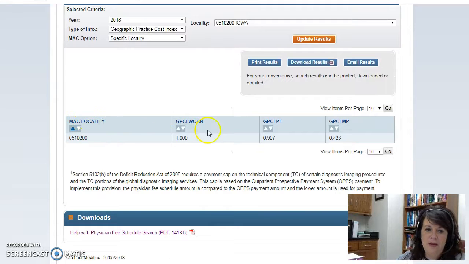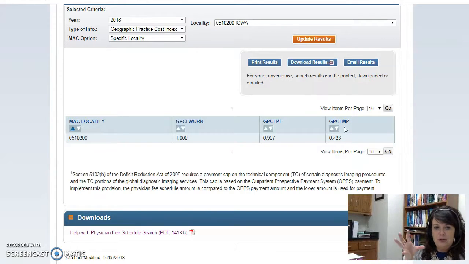Now, for my locality, my GPCI for the work is 1.00. That 1.00 goes along with the work RVU that we took off the first table. The practice expense goes along with the practice expense from the first table. The malpractice or liability cost goes along with the malpractice or liability cost from the first table when we actually had the codes.